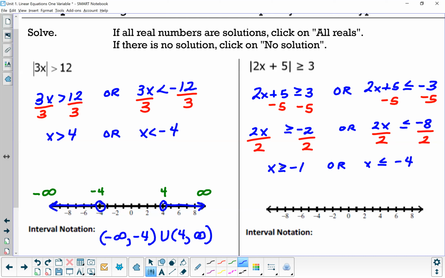Okay, so let's put this on our graph. If I say greater than or equal to -1, you can use a square bracket or a closed circle and shade to the right. Less than or equal to -4, again, you can use a square bracket or a closed circle and shade to the left.